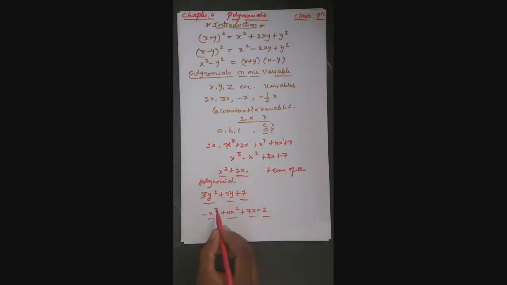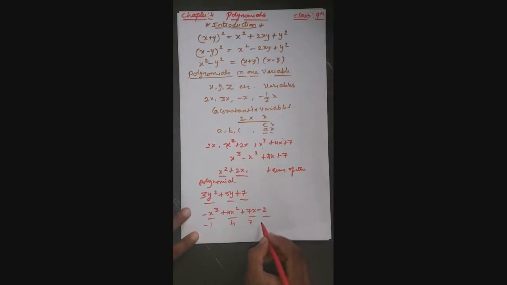So in minus x cube, the coefficient of minus x cube is minus 1. The coefficient of x square is 4. The coefficient of x is 7. And minus 2 is the coefficient of x to the power of 0, which is nothing but 1. Remember, x to the power of 0 is equal to 1.